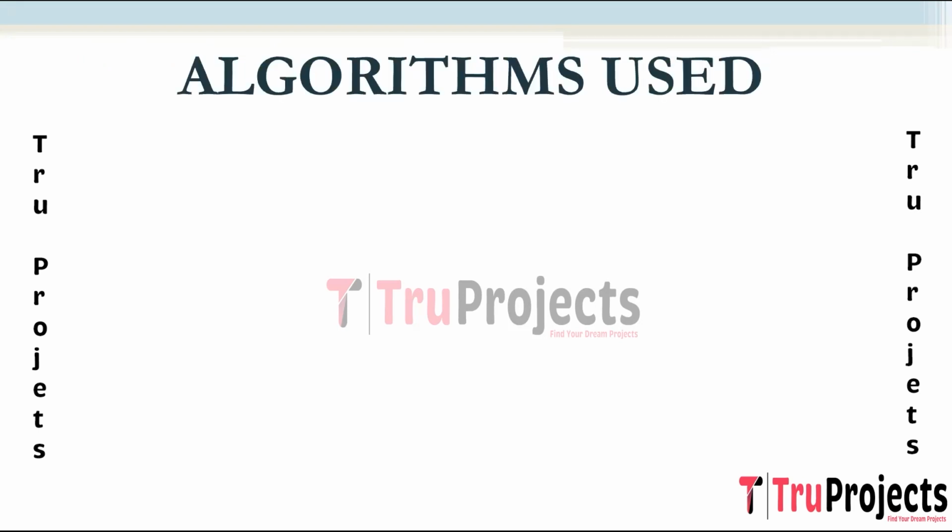Algorithms which are used in the project: voting classifier. It is an ensemble learning method that combines the predictions of multiple base classifiers to make a final prediction. There are two main types of voting. One is hard voting and the other is soft voting.